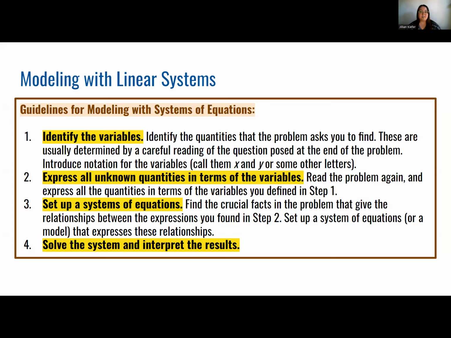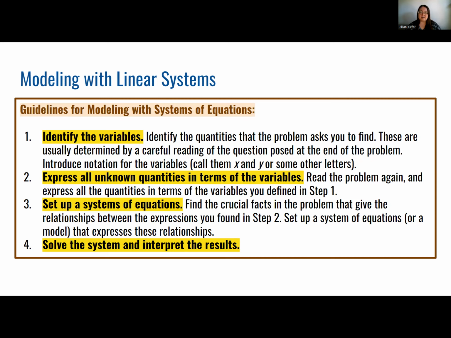First is that we want to identify our variables. We want to identify the quantities our problem is asking us to find. These are usually determined by very careful reading of the question, and at the end of the problem, it's going to ask you a very specific question. So you want to make sure that the quantities and variables that you're using pertain to that question. Then you would introduce notation for your variables. You call them x or y. You could pick other letters if you'd like as well, but x and y are pretty typical. So first is just identifying the things that you are solving for, and then assigning them values.